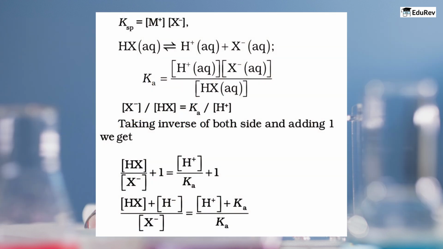We start with the expression for the acid dissociation constant Ka. Ka equals concentration of H+ multiplied by concentration of X- divided by concentration of HX. Rearranging this, we get concentration of X- divided by concentration of HX equals Ka divided by H+. Now, take the inverse of both sides and add 1. We get concentration of HX divided by X- plus 1 equals H+ divided by Ka plus 1. Now, combining terms, HX plus X- divided by X- equals H+ plus Ka divided by Ka.